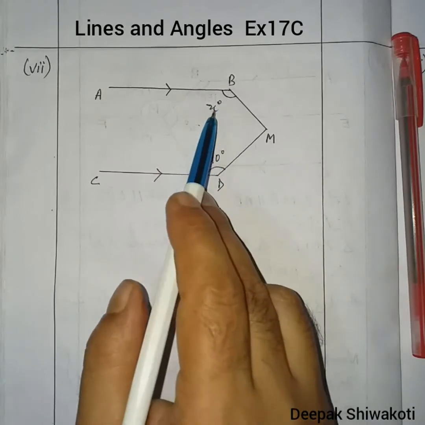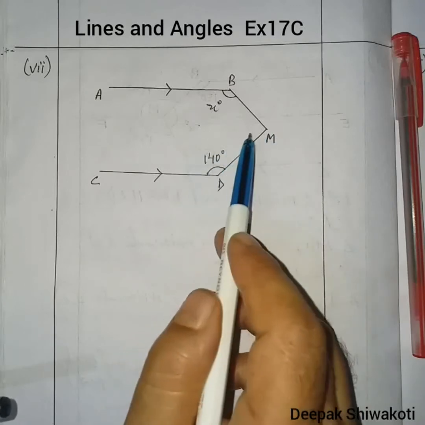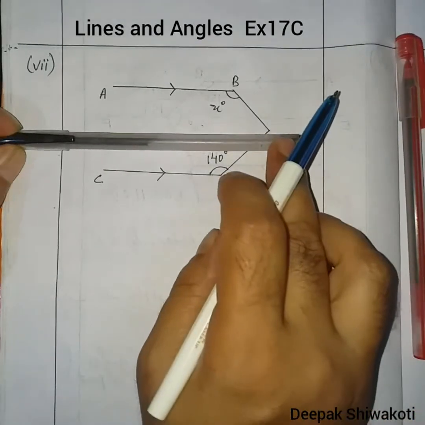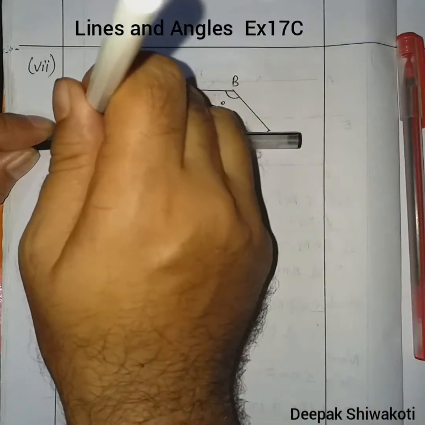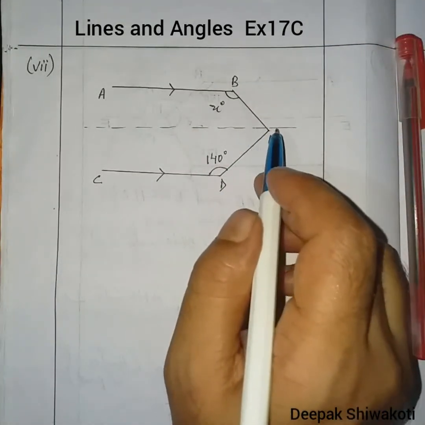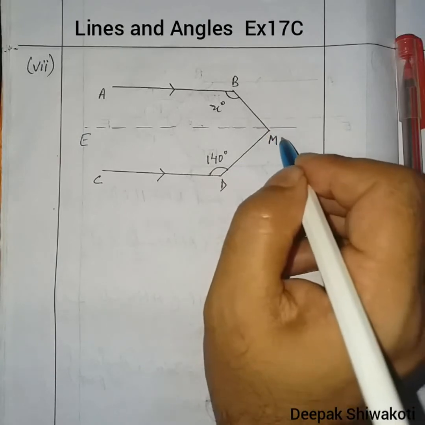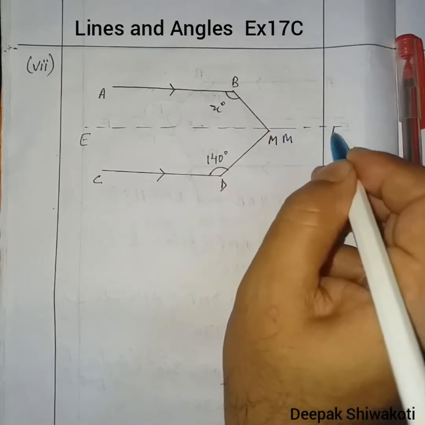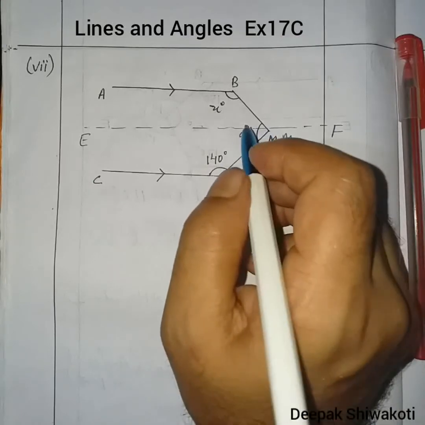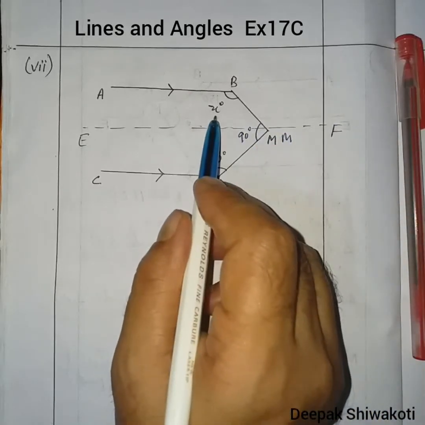To find the value of this x, let us draw one line passing through this M, which is parallel to AB and CD also. So let us draw one line here parallel to AB and CD, taking the help of this pen I am doing. Okay, suppose this line is passing through this M and parallel to AB also and CD also. The name of the line let us give as EMF. Okay, here the angle given is 90 degree in our question only. Okay, this is not given by me. This is given in the question. So we have to find the value of x degree.